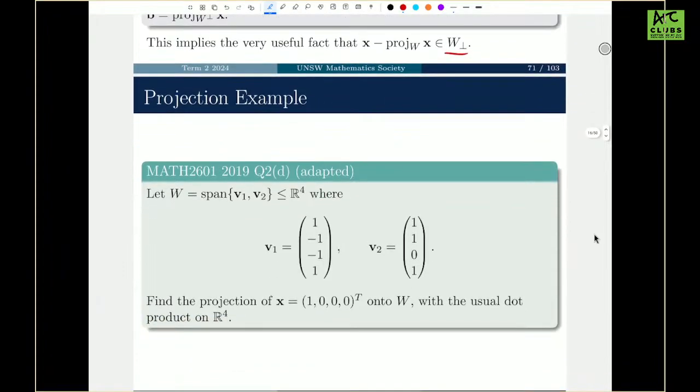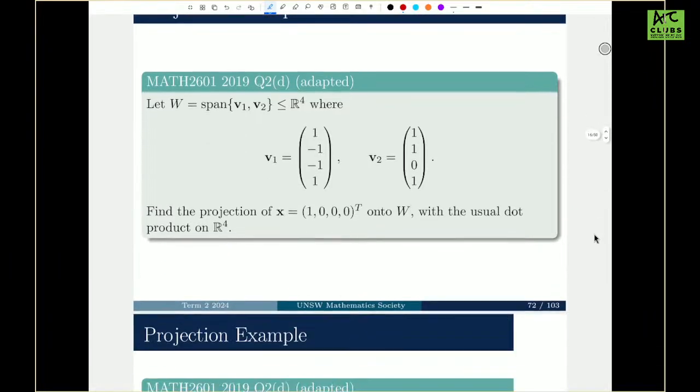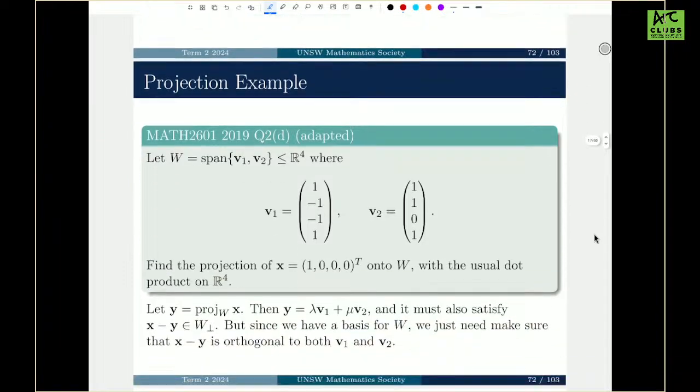Now, let's take a look at this. Let's actually project onto a subspace. Enough of me talking about all this theoretical stuff. We'll have a look at an actual example. So suppose that we've got some subspace, W, which is spanned by the vectors V1, V2. Now, I want to find what happens when we project X, which is just the first standard basis vector in R4, onto W. And the inner product that we're using is just the usual dot product. Okay. So how are we going to do that?